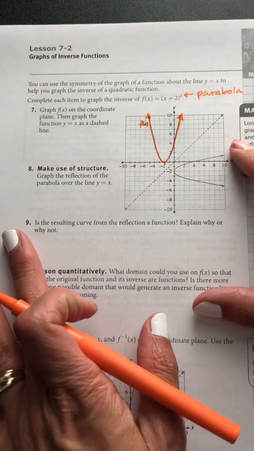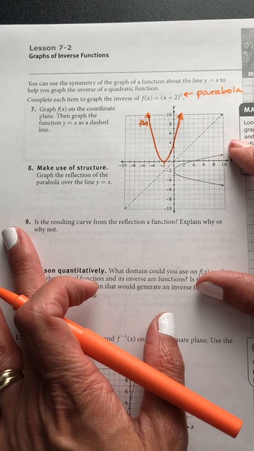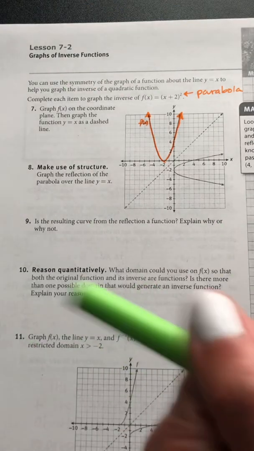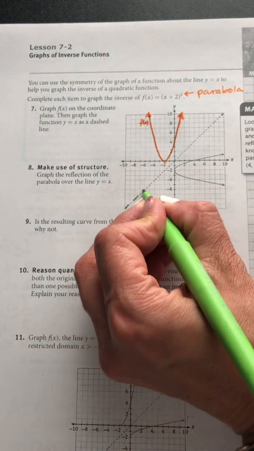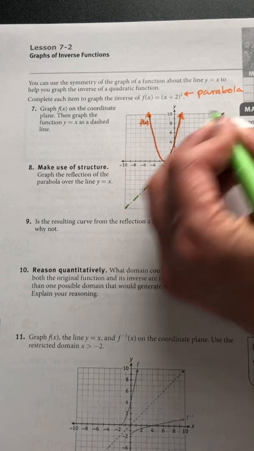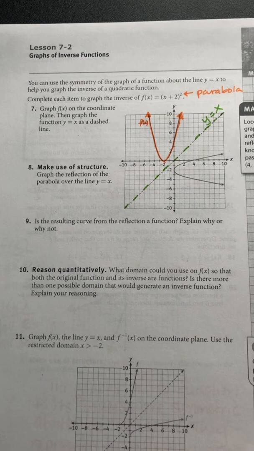Okay. It says graph f of x on the coordinate plane, then graph the function y equals x as a dashed line. I know it's already there, but I'm going to go ahead and trace it. There's the diagonal, y equals x. Okay. And it says to graph the reflection of the parabola over the line y equals x.